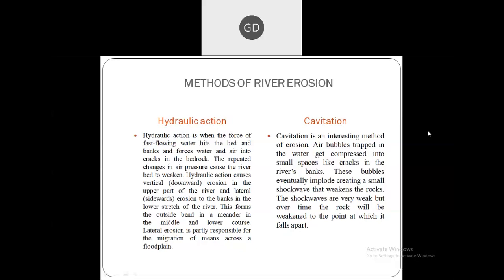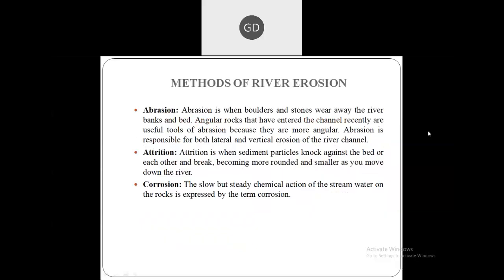So these types of changes result in what? They result in sucking out the material, and thereby create some holes and depressions with the passage of time. So this is known as your cavitation. Okay, so the next one is your abrasion.